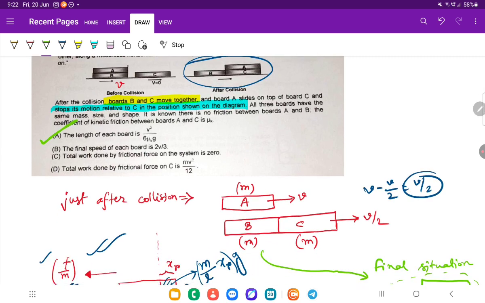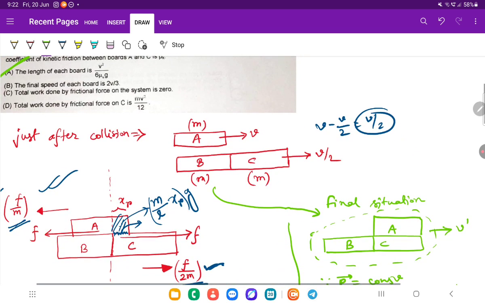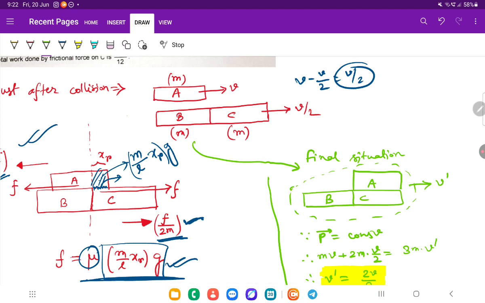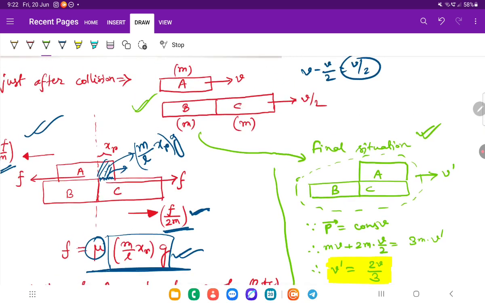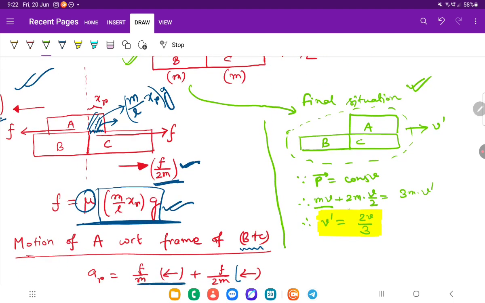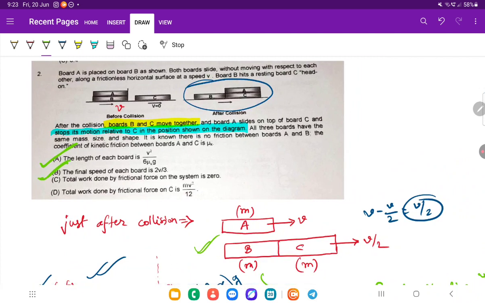And now we'll try to find the next 3 options. The final speed of each board you can find very easily by conserving the linear momentum. So this one was the situation just after collision, and this is the final situation. Finally all the boards will move with a common speed, which I have assumed as V prime. So we'll just conserve the linear momentum between these two instants. Initially it was mv plus 2m times v by 2, that was the linear momentum of B plus C, and finally all the 3 masses, 3m, will travel with the speed of v dash. So v dash comes out as 2v upon 3. So B is also true.